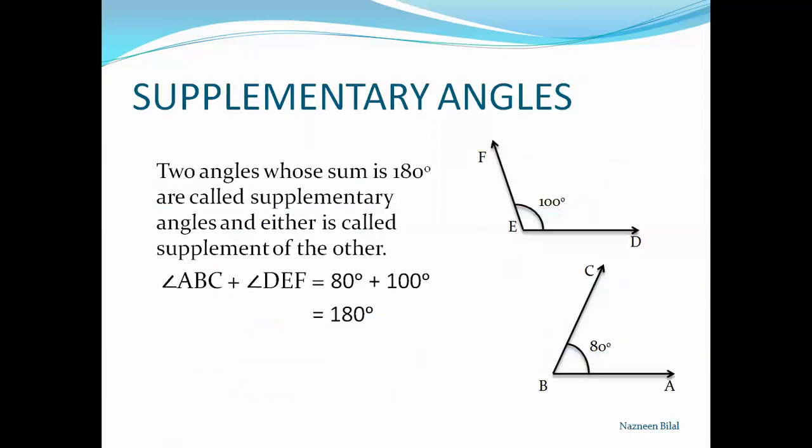Similarly, if the sum of two adjacent or non-adjacent angles is 180 degrees, then they will be called supplementary angles. So here I have taken angle ABC, which is measuring 80 degrees, and angle DEF, which is measuring 100 degrees. So 100 plus 80 will give you 180 degrees. Thus, angle ABC and DEF are supplementary or supplement of each other.